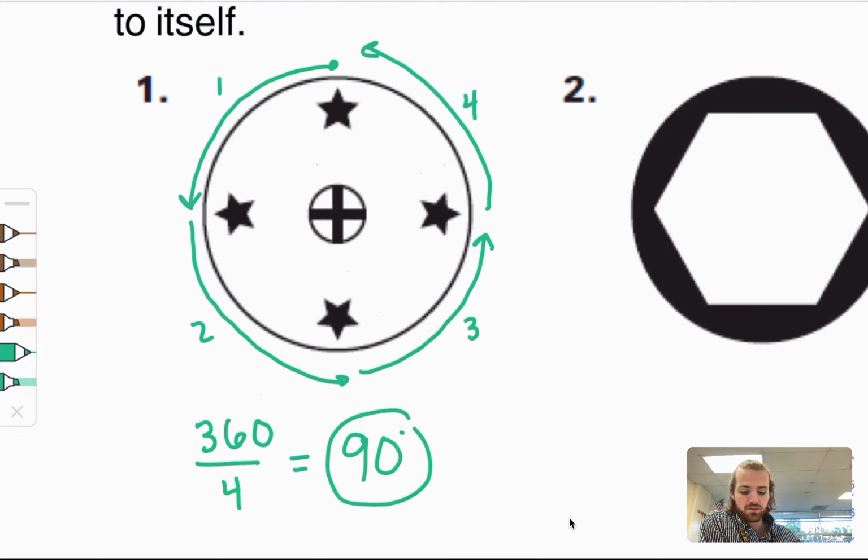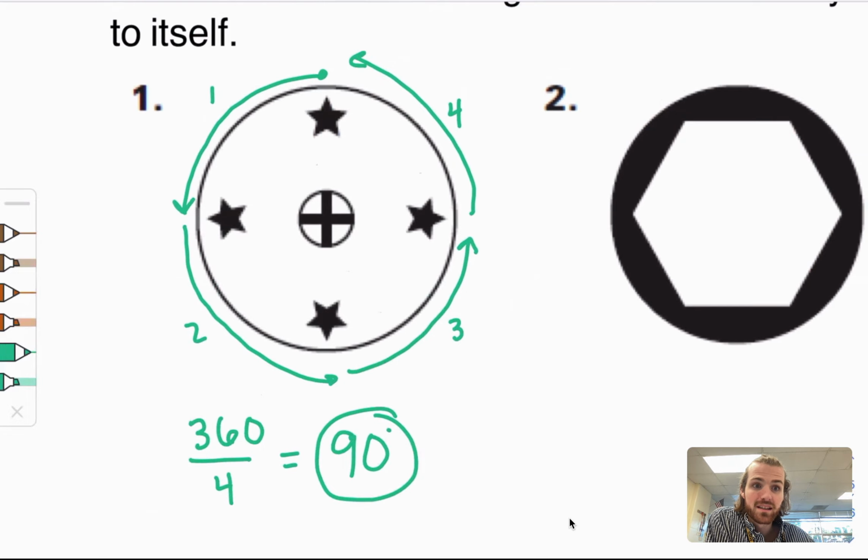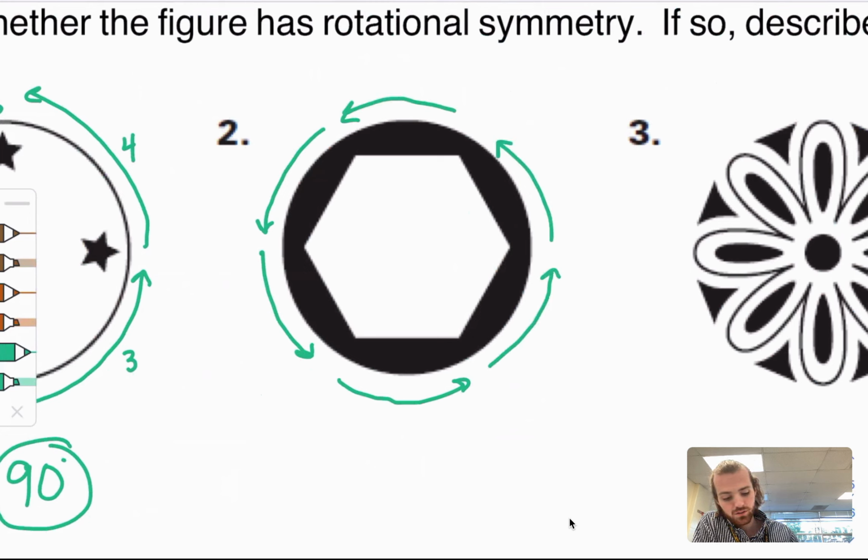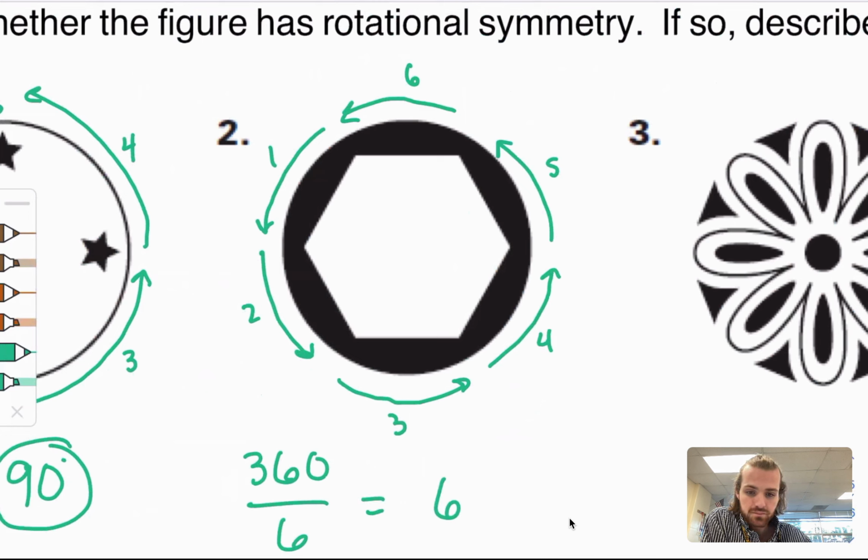Well, let's look at number 2. The question is, how many times can we spin this and get the same picture? I can spin it once, twice, 3 times, 4 times, 5 times, or 6 times. 1, 2, 3, 4, 5, 6, which means I take 360 divided by 6. My mental math tells me that would be a 60-degree rotational symmetry. That's all you got to do. Count how many times it works, 360 divide that number.